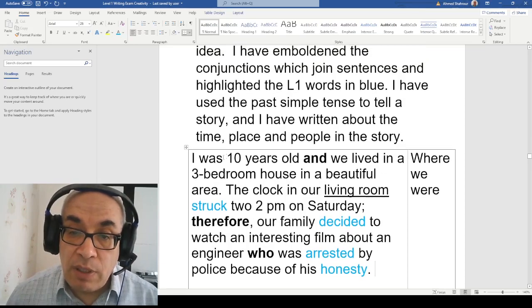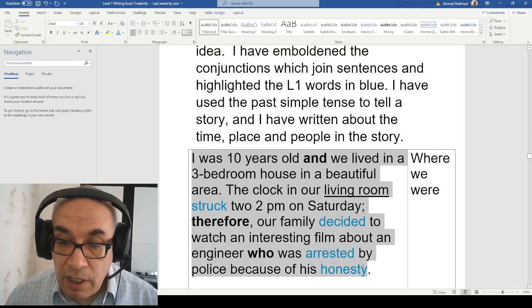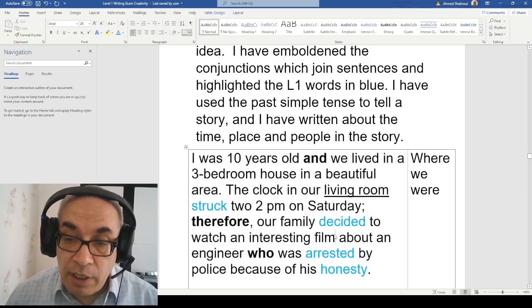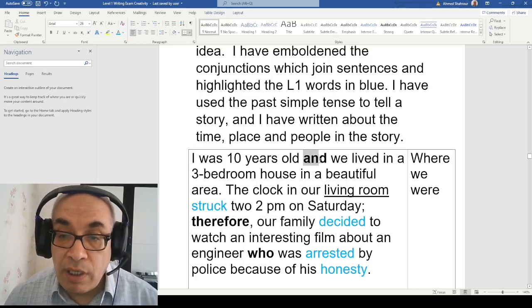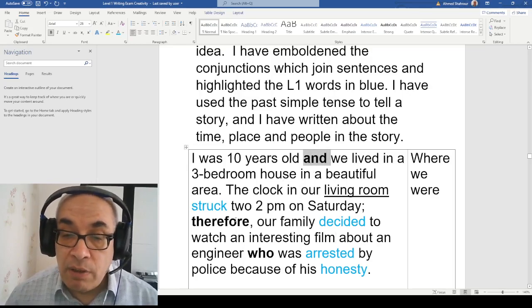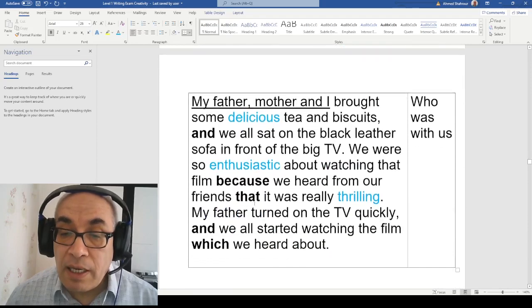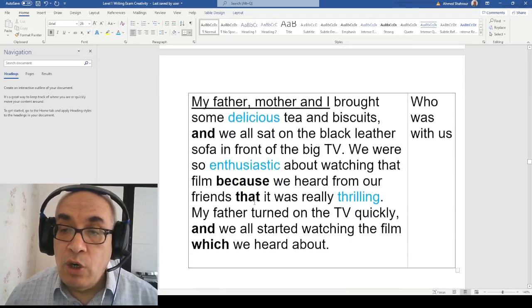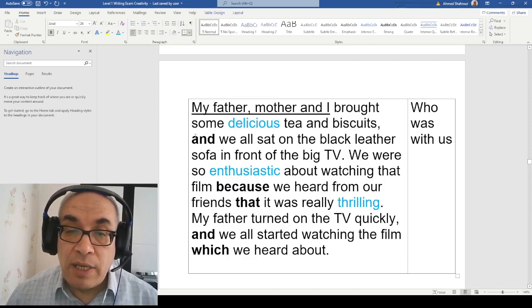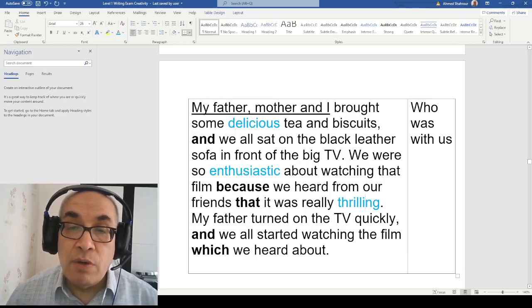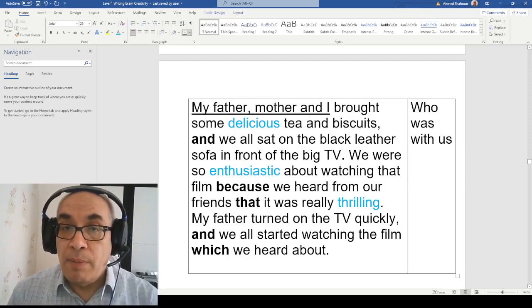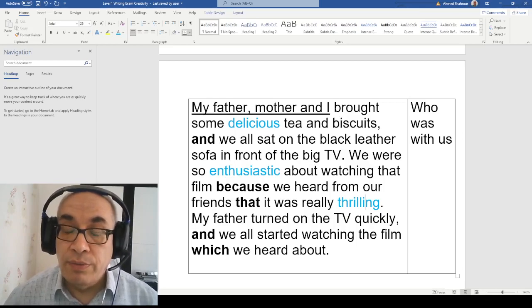So as you can see, I use the past simple in this paragraph. I use level 1 words in blue, and I use again conjunctions which are dark, or I have emboldened them for you. The second paragraph is who was with us. Again, as you can see, the conjunctions are dark, they are bold, the level 1 words are in blue, and I've used the past simple in this paragraph because I am writing a story about a memory from my childhood.